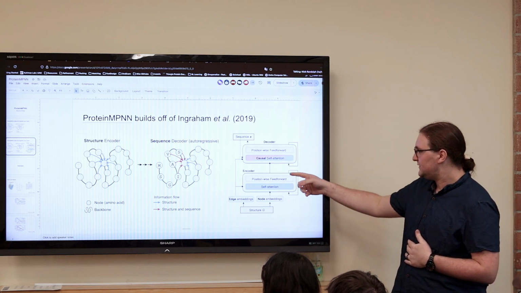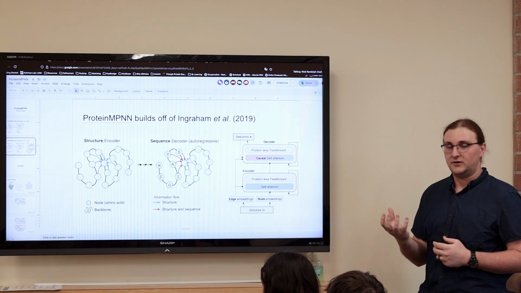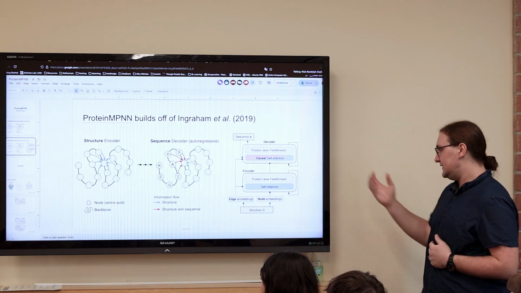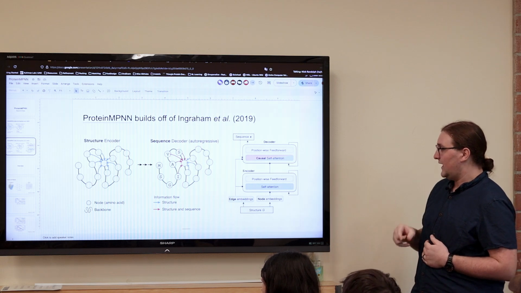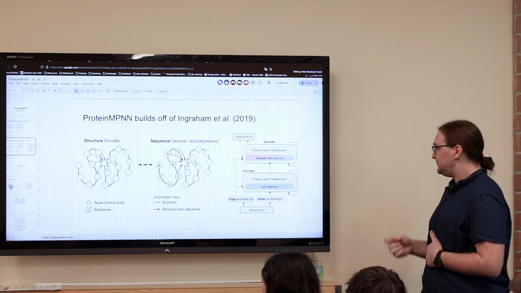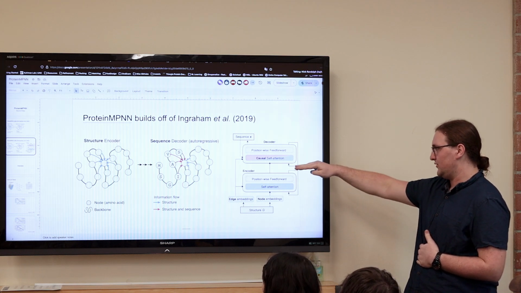From here, we update the nodes by performing self-attention within the local neighborhood. So it is still restricted, but it's the attention operation. And then the nodes ask themselves some questions and update based on that. And that encodes the entire protein backbone structure.